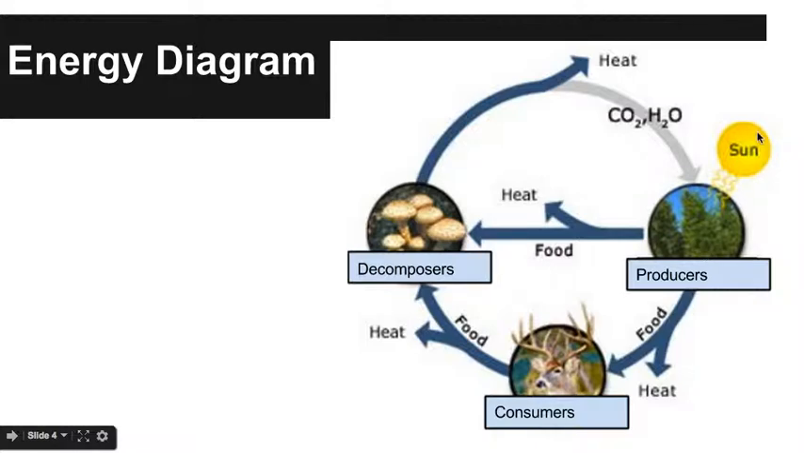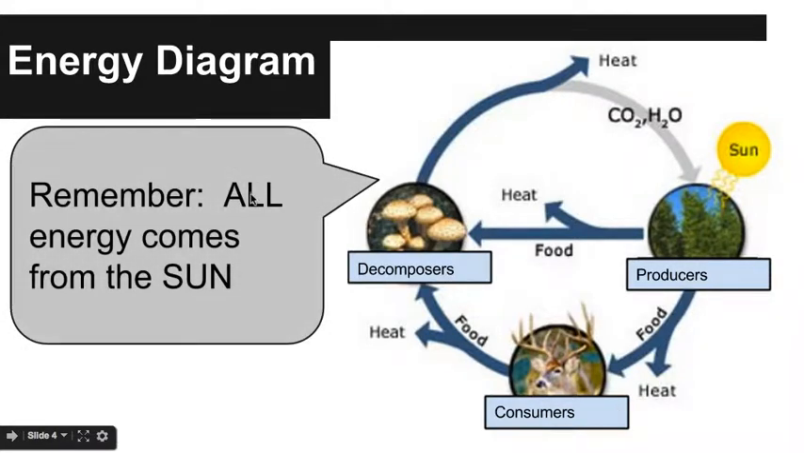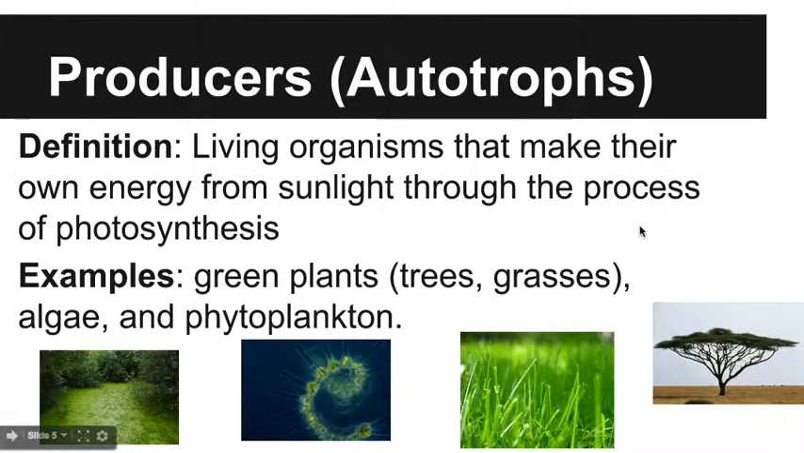So the big thing you need to know here are the 3 vocabulary words. We're going to get into those, and then also you need to know that all the energy on the earth comes from the sun. So all of Earth's energy comes originally from the sun. Consumers don't get energy from the sun, neither do the decomposers, but the producers get their energy from the sun. And they pass on that energy through food to the consumers and the decomposers.